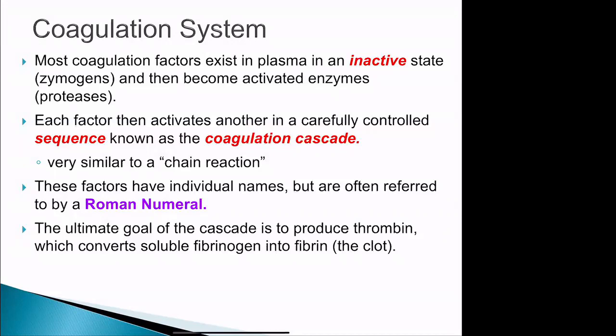The factors that we'll be dealing with and talking about have individual names, which we'll learn about, but we refer to them by Roman numerals. Okay, so remember yesterday I was going through factor 5, factor 8. So they all have names, but we're just going to call them by the Roman numerals because that's the more popular form. Okay, the ultimate goal of the cascade is to make thrombin, okay? And thrombin essentially converts fibrinogen to fibrin. Fibrin is the actual stabilized clot, okay?